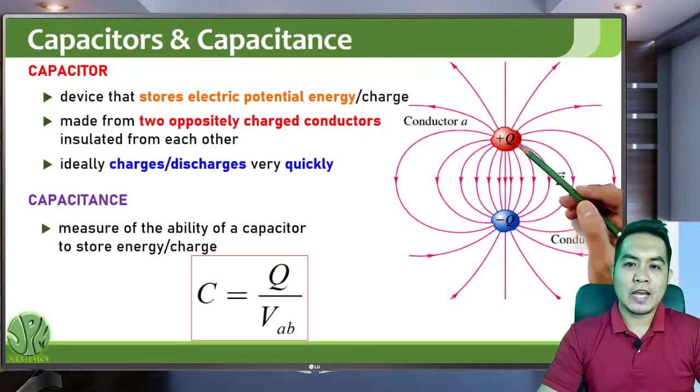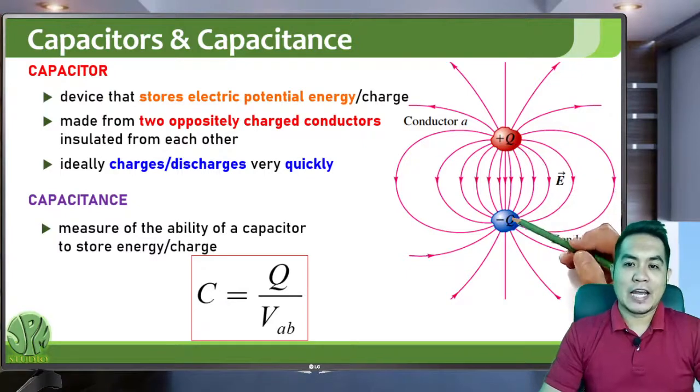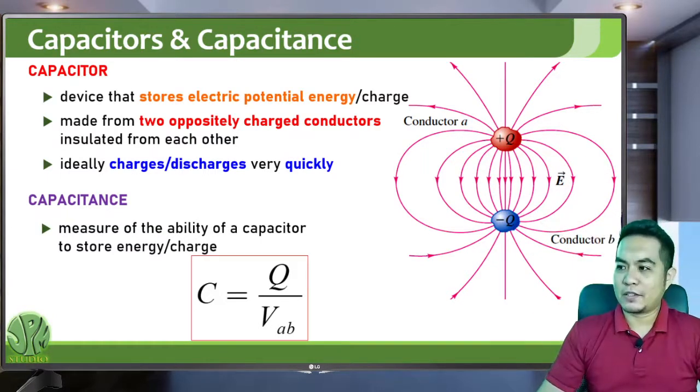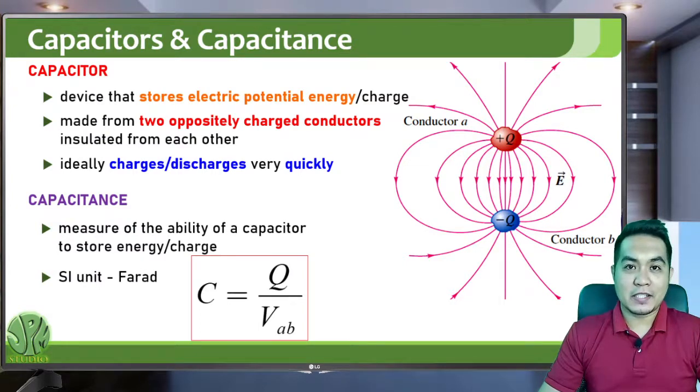Take note, one point in the capacitor, the upper conductor, has a positive potential, and the lower conductor has a negative potential. So this will have a potential difference. The standard unit of capacitance is the farad, and as you can see, 1 farad is 1 coulomb per volt.